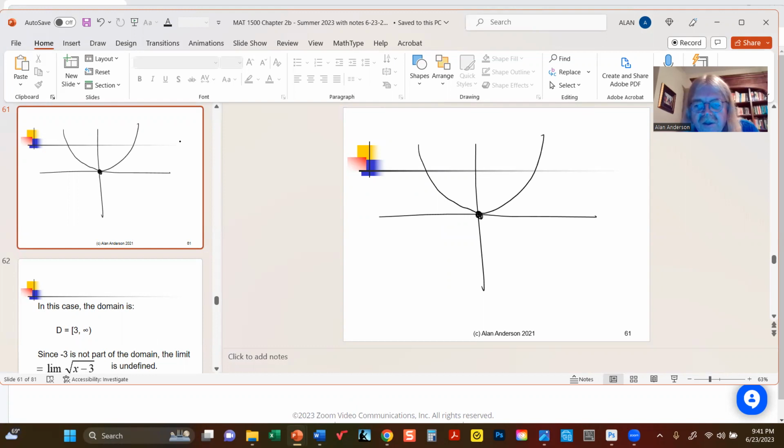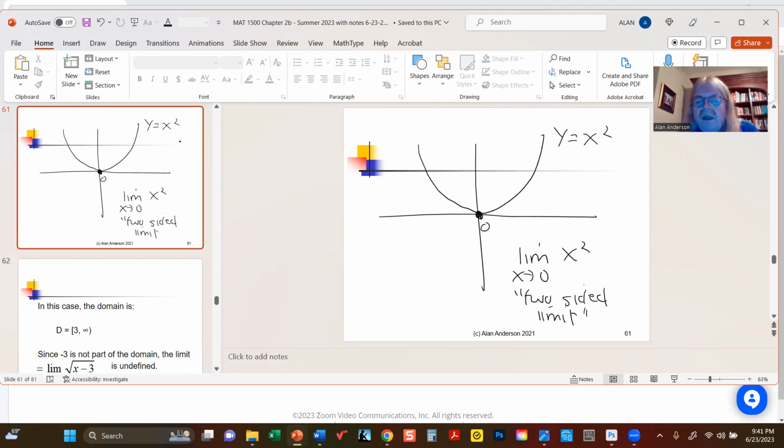All right, so here's where x equals 0. This is the function y equals x squared. And I may be interested in finding out the limit as x approaches 0 of this function. Now, this is our two-sided limit. And we solve this simply by plugging in 0. And we end up with, of course, 0.